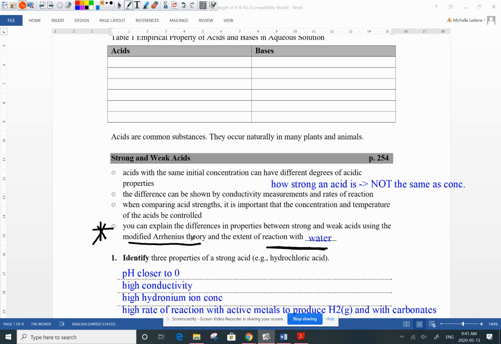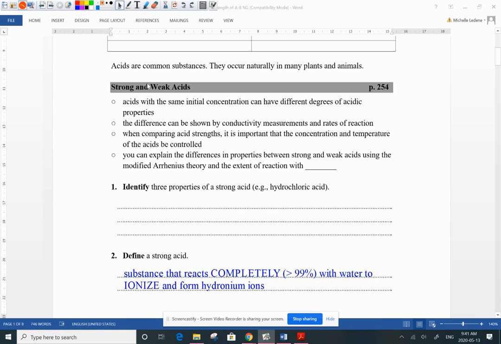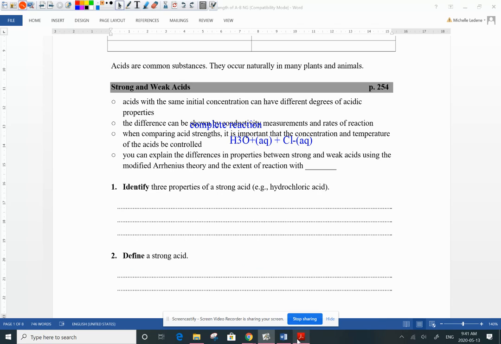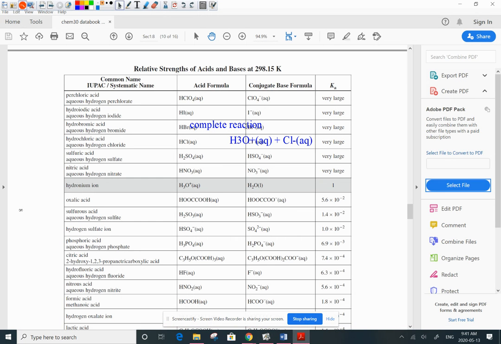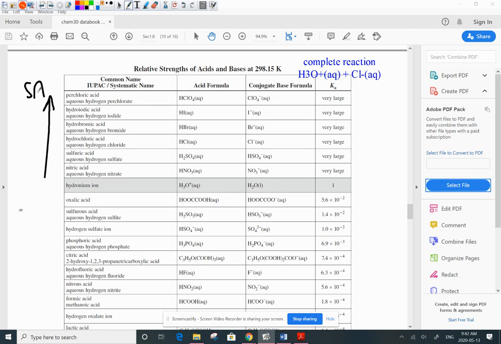So the strength of the acid, we can measure these things about a strong acid. And the reason why it is strong is because it reacts completely with water. It ionizes and it forms hydronium ions. It reacts more than 99% with water. And just a reminder for you, I'm just going to pull this up for a second here and remind you that we have our acids and bases chart, right? And here are all our strong acids. Everybody who is up above the hydronium is a strong acid, and everyone below here is a weak acid.